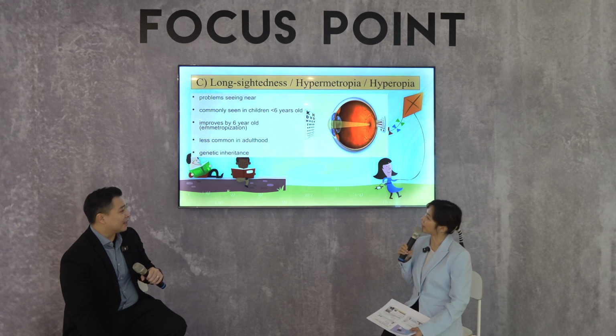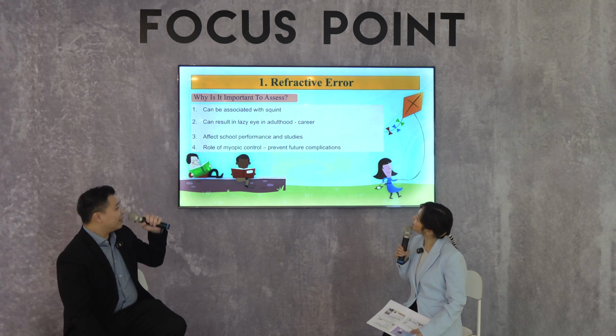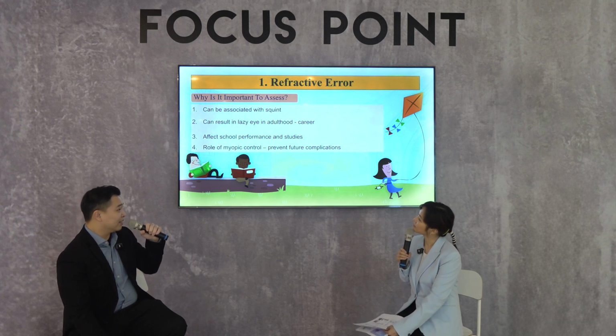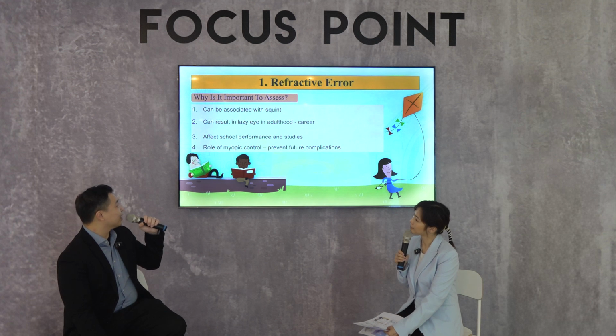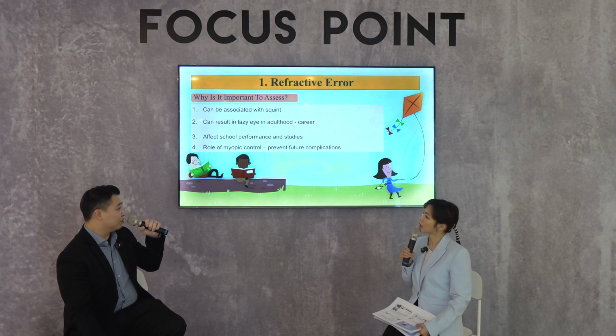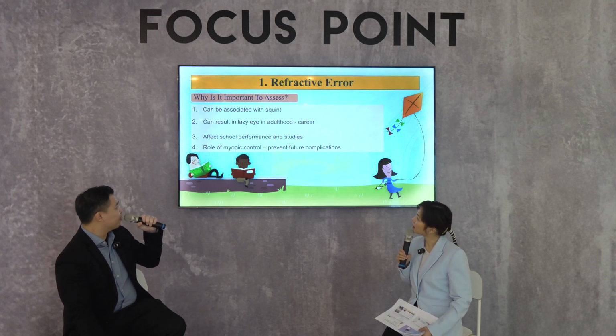All right, so why is it important to assess for refractive error? Number one, refractive error can be associated with squint, and this condition can mostly be corrected by just correcting the refractive error. Number two, it is important to detect whether the refractive error causes any lazy eye, because if it is undetected and untreated, it may carry on to adulthood with a permanent visual loss. And this will ultimately affect their career pathway.